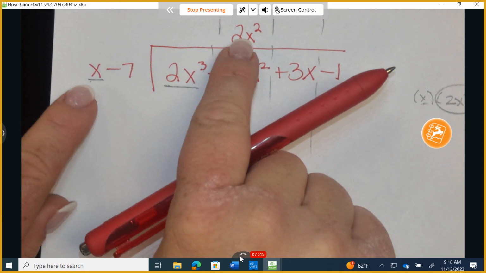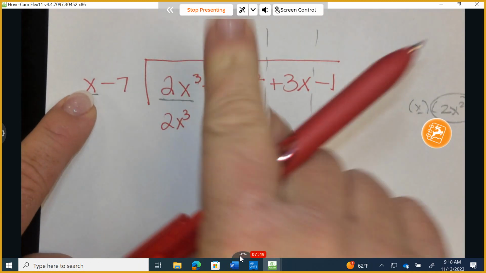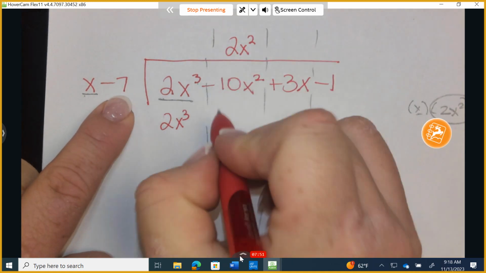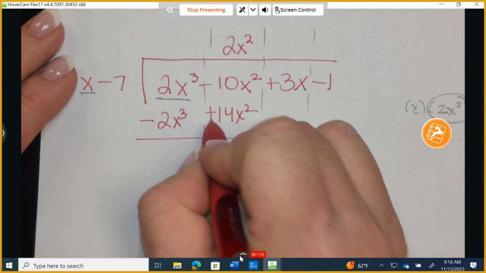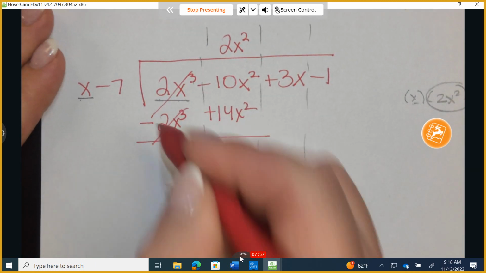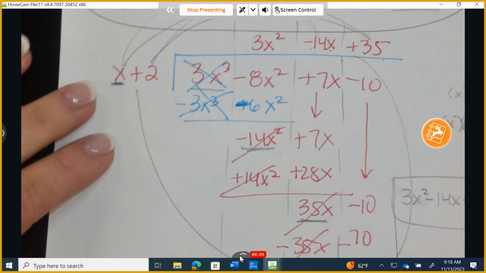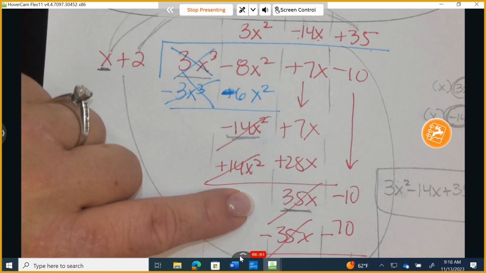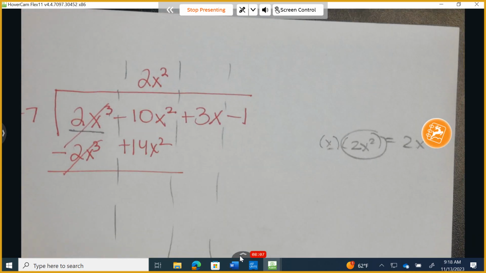Then I'm going to distribute first on the outside. So x times 2x squared is 2x cubed. 2x squared times -7 is -14x squared. Change the sign of everything on the second level and combine. The first term should always be additive inverses. So if we look back to our last problem, notice how they cancel. If it's not canceling, you have selected the wrong quantity.